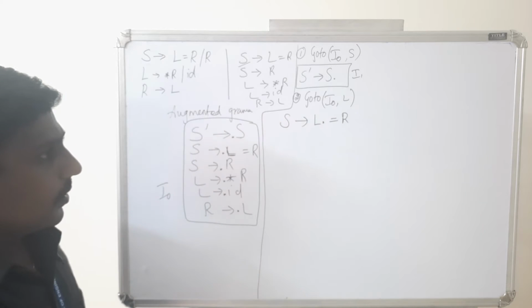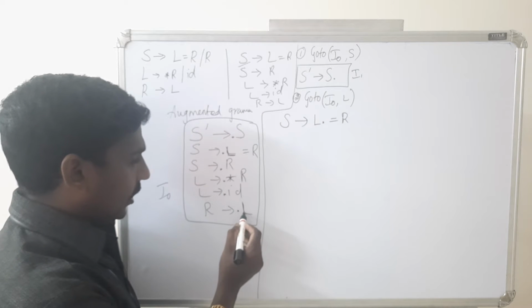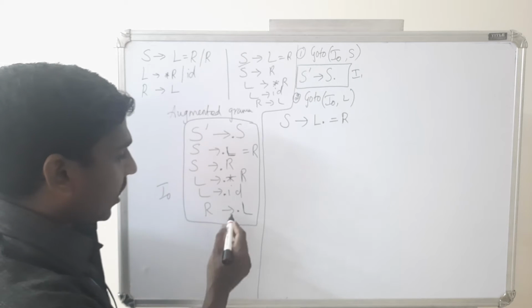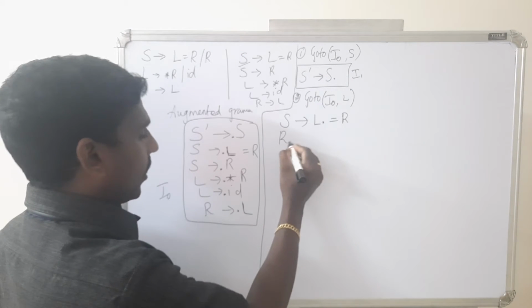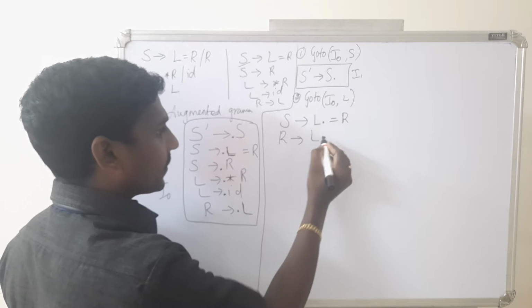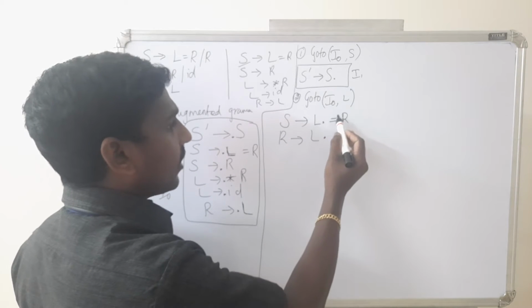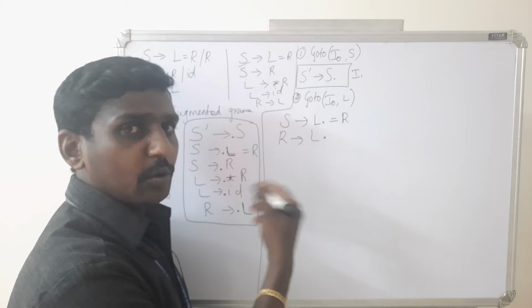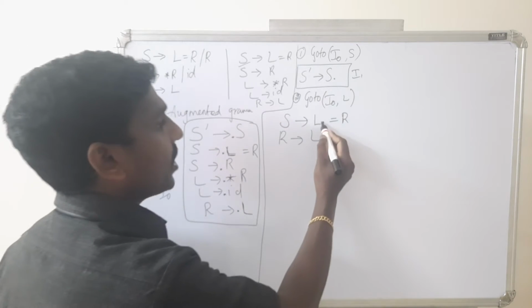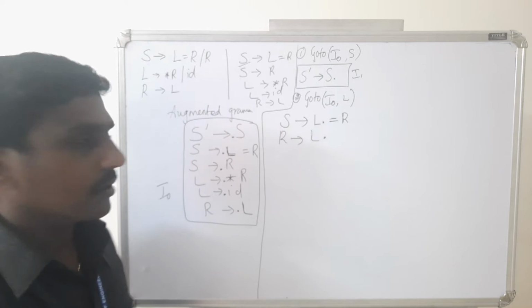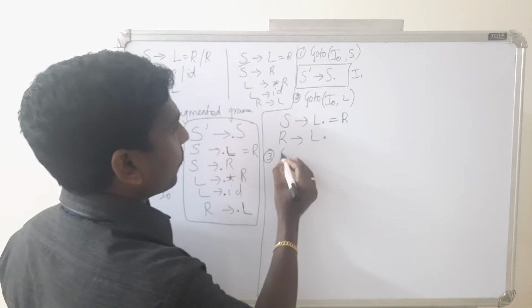There is another function where the dot is present near L. That is R equal to dot L. So we have to write R tends to L dot. L dot. Clear? L dot. See, if the dot comes near a variable, I will tell you what we want to write. But here, after moving the dot, it comes near the terminal.